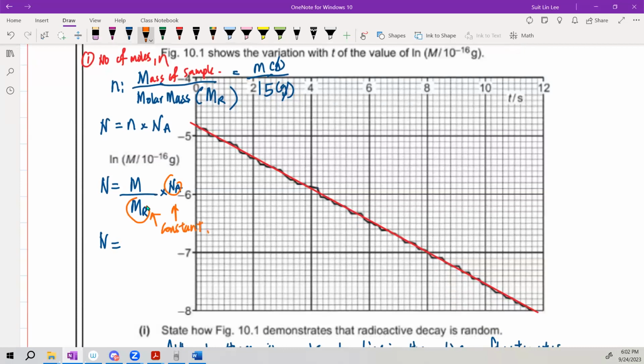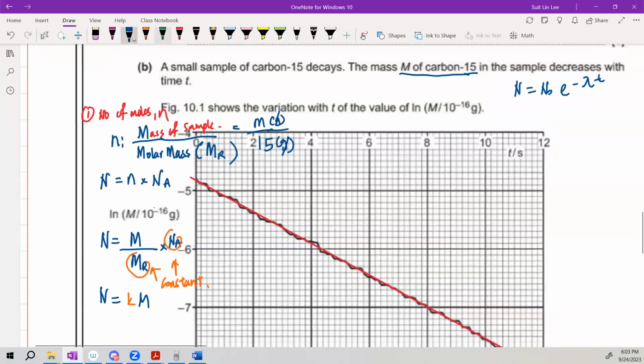So if this 2 is constant, then N is equal to K. Any constant, I'll just put K. You can put whatever alphabet you want. Which means on one side, I can put Km. On the other side, I can also put K, initial mass, M naught, initial mass of the sample, and e negative lambda t. So the K and K can cancel.